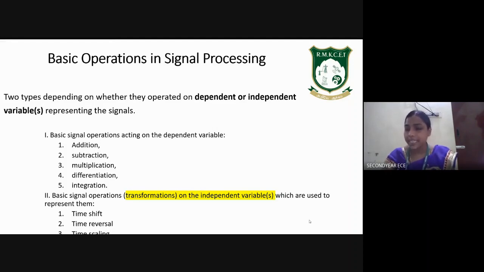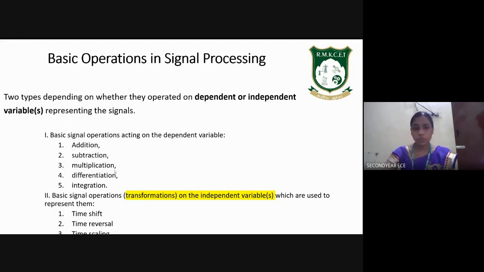Yes, ma'am. Here, what is the x-axis for DT signals? The independent variable is represented using n, and the y-axis is the corresponding amplitude x of n. x of n is the dependent variable. A function is said to be a dependent variable, as the function value varies with the independent variable. Okay, so now we will see these operations.